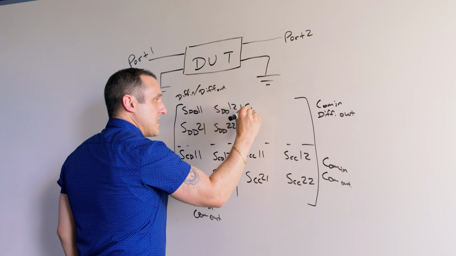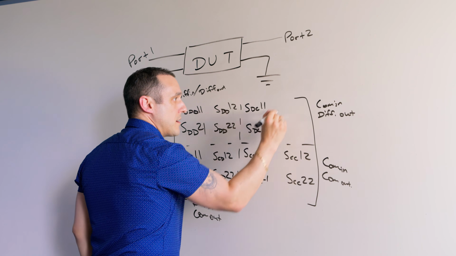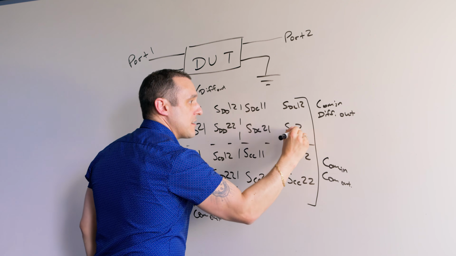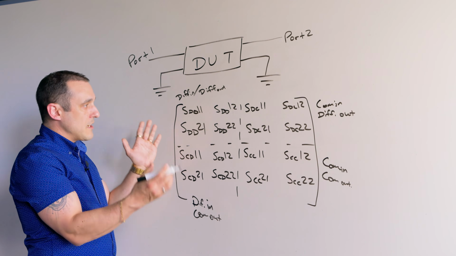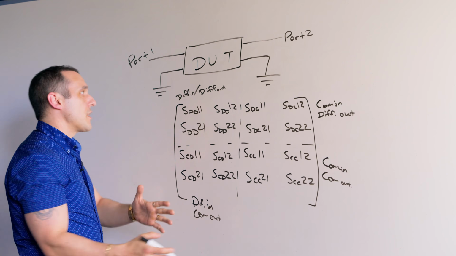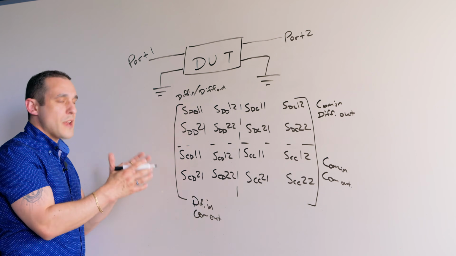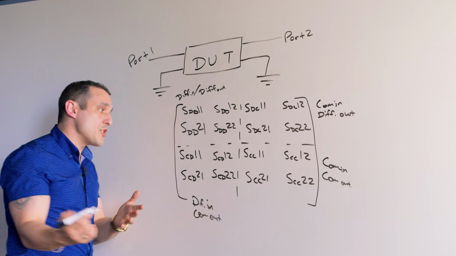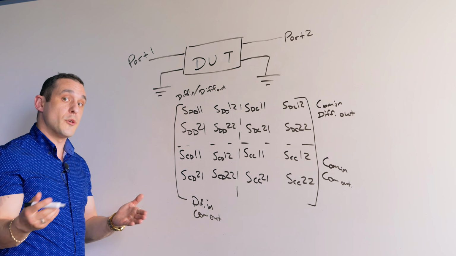Here we have SDC11, here we have SDC21, SDC12, and then SDC22. So these are the full 16 items that we would use to quantify all of the mode conversion behavior in a differential pair. That's obviously a lot of different terms, and you don't have to go through and calculate all this stuff by hand. A simulation application will give you each of these items if it can simulate mixed mode S parameters.